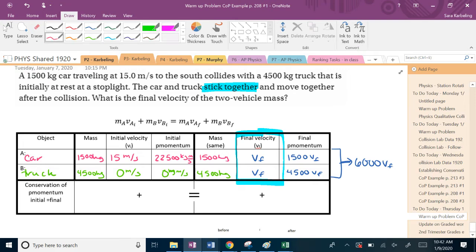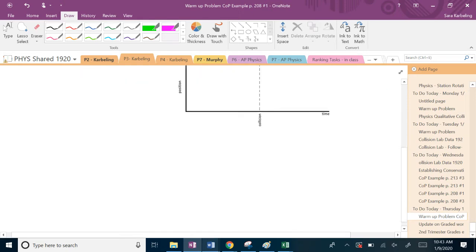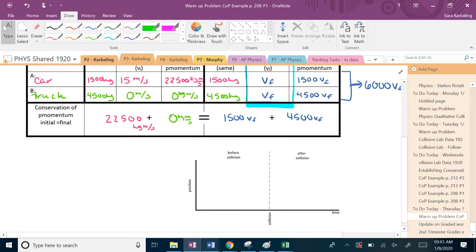I'll keep saying it over and over. You do not have to use this chart in order to solve these problems. In fact, later on in the unit, I might not give this to you every problem, but you can organize it this way, right? It's an organizational tool. And then we've got 0 for the total before, kilogram meters per second for that one. And then after, we've got 1,500 VF and 4,500 VF. We can put those together.